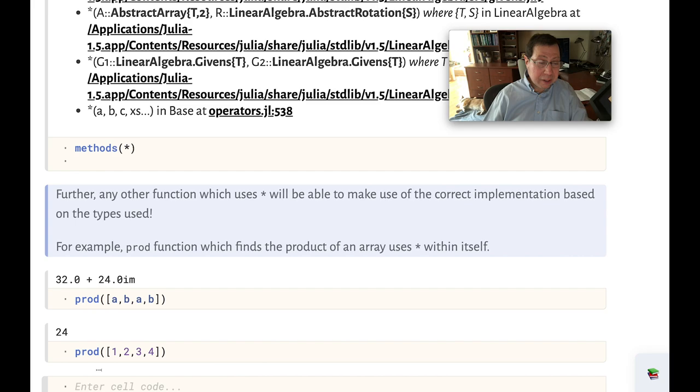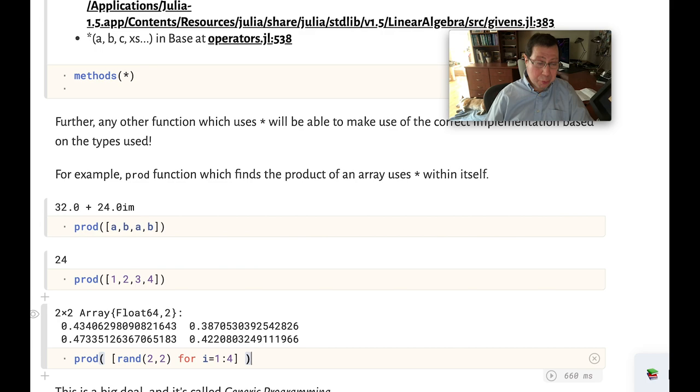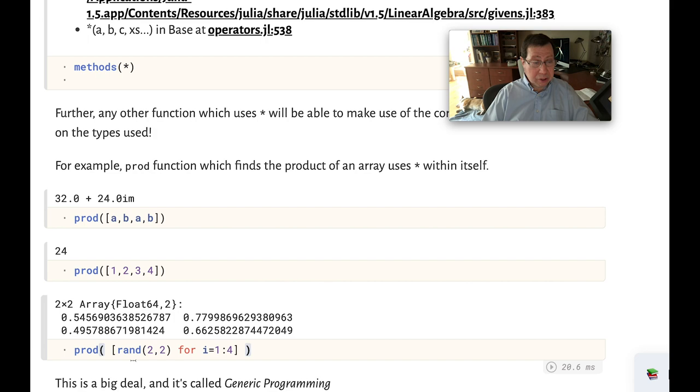I could actually take the prod of four 2 by 2 matrices. These are random matrices. Here's a vector, right? The thing inside the brackets is a vector of length 4, and every element is a 2 by 2 matrix. And because prod knows to use the matrix multiply star, it just gives the product of my four random matrices. If I do it again, I'll get different matrices. They're random. But you see the point that you can build higher order functions based on what you've done before. And so this generic programming thing is very, very powerful.